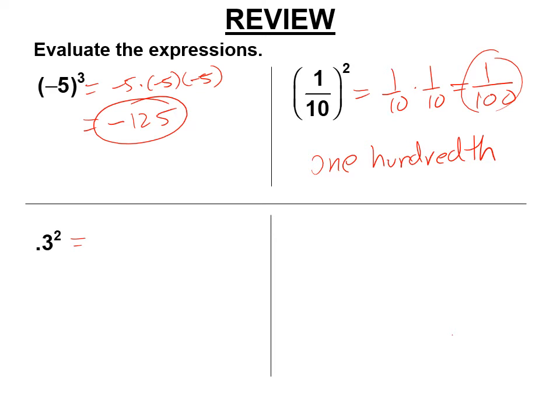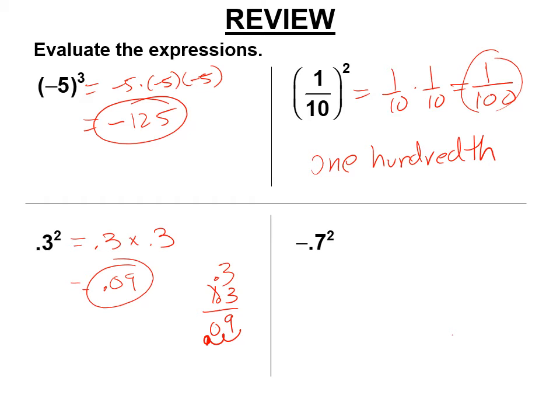0.3 squared. You don't need parentheses around decimals, so it's 0.3 times 0.3. 3 times 3 would be 9, but we have 2 decimals, so we have an empty spot. People forget that 0. This is 9/100ths, 0.09.